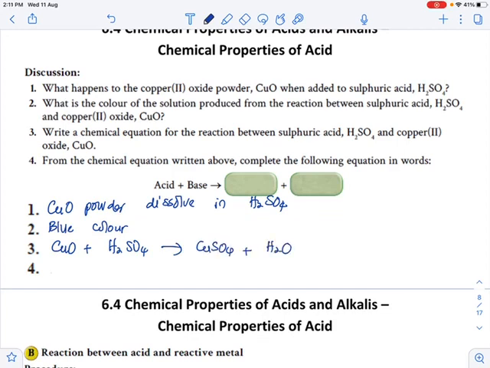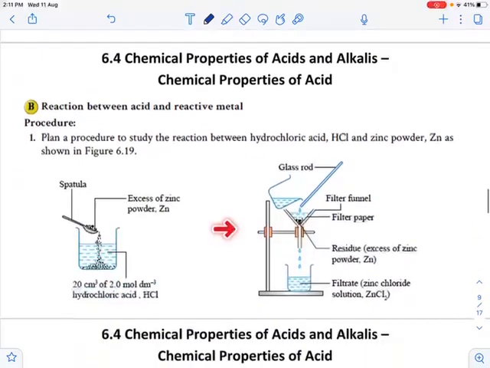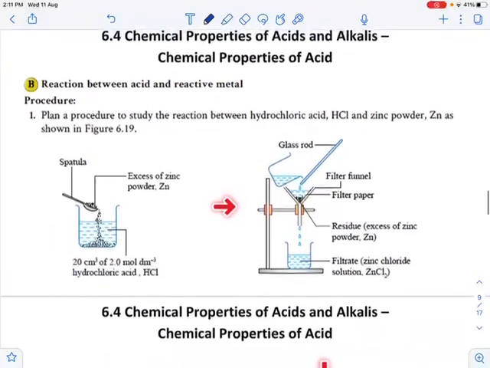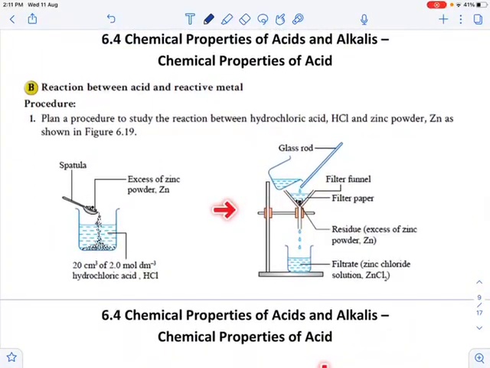Number 4, from the chemical equation written above, complete the following equation in words. Acid reacts with base to form salt and water. Next, the second chemical property of acid is the reaction between acid and reactive metal.